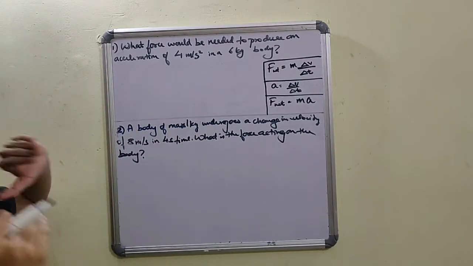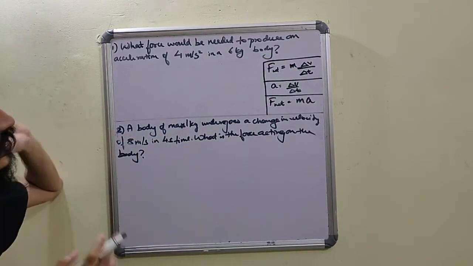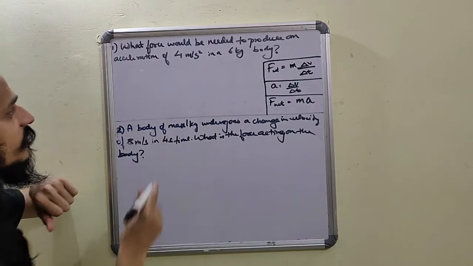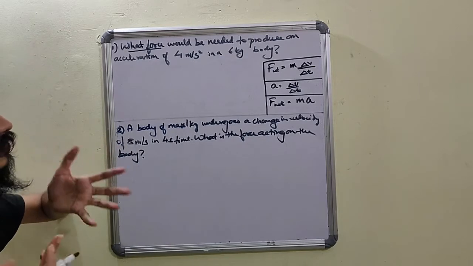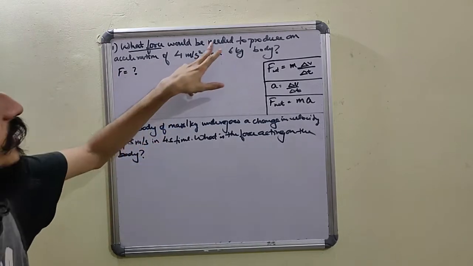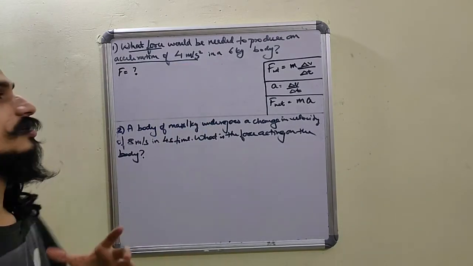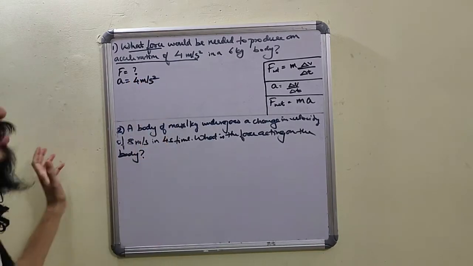I'll look at the first question, I'll read it out. What force would be needed to produce acceleration of 4 meters per second square in a 6 kg body? Single sentence, very easy. Let's go phrase by phrase. What force? Means he's asking what force. So I know directly that I need to find out force. Would be needed to produce acceleration of 4 meter per second square. So now I know that A equals 4 meters per second square. I've already gotten one value.